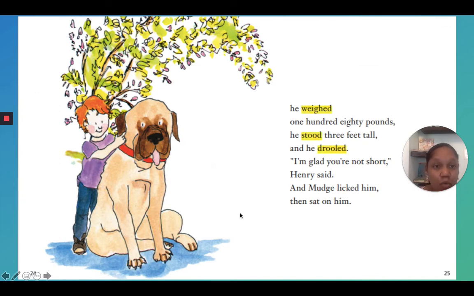He weighed 180 pounds. He stood 3 feet tall, and he drooled. I'm glad you're not short, Henry said. And Mudge licked him, then sat on him. Such a funny ending.